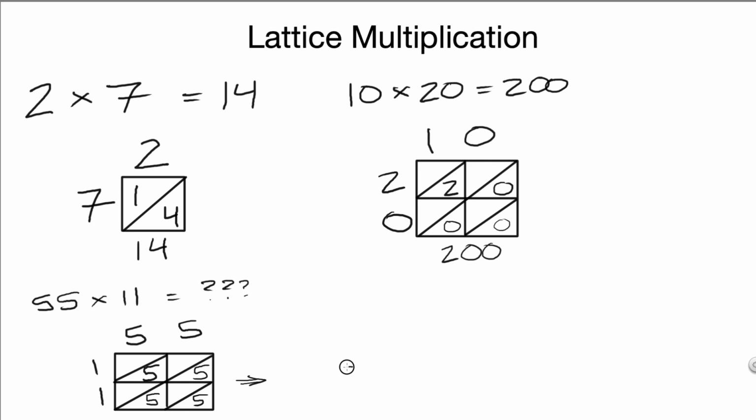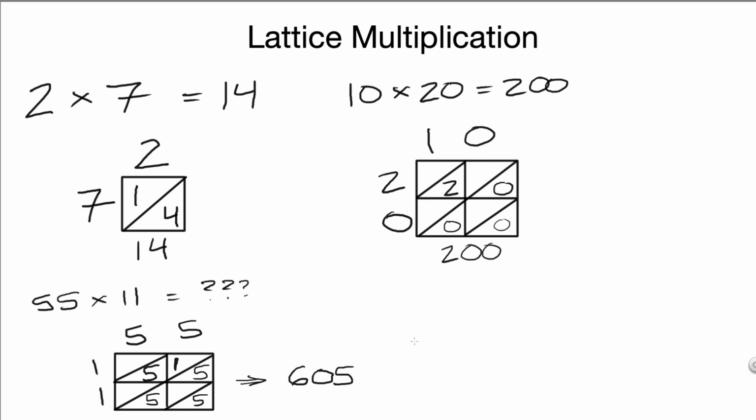So we write 5. This next one ends up being 10. So we're going to take that ones digit and put it up here. And then this will become 0. And then we just add the 5 and the ones digit from the 10, and we get 605.